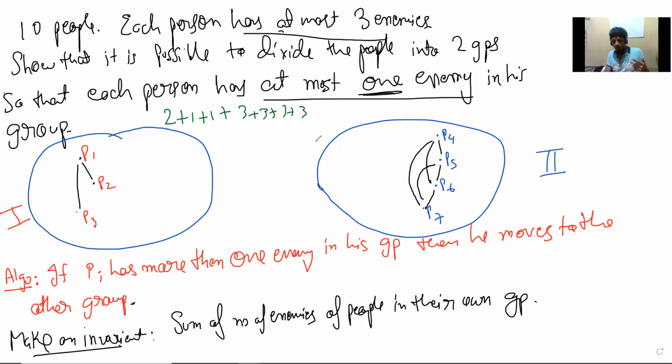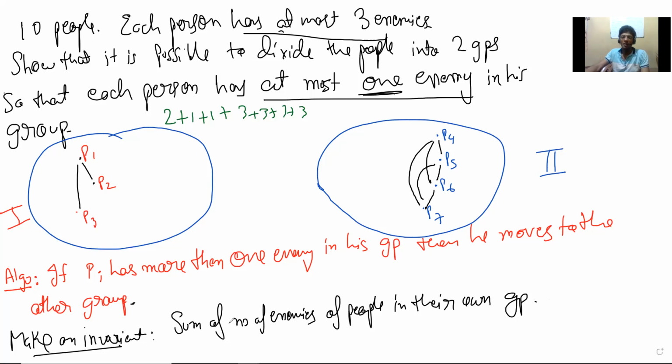Right. We want to show that you will come to a place where people don't have any enemies. Sorry, you want to come to a place where a person doesn't have more than 1 enemy in his group, right? You want to come to that good place. So then you would like to show that this quantity goes down at each step.